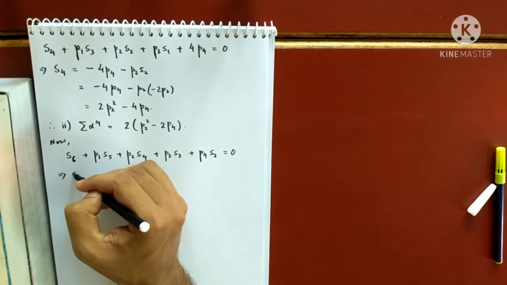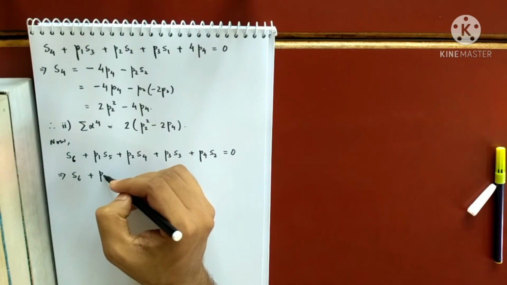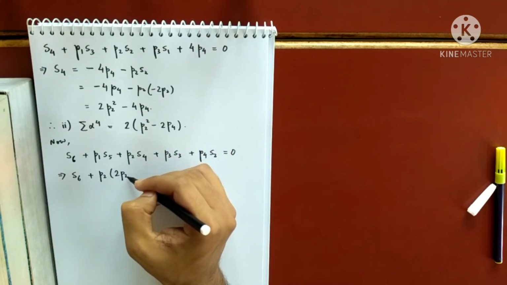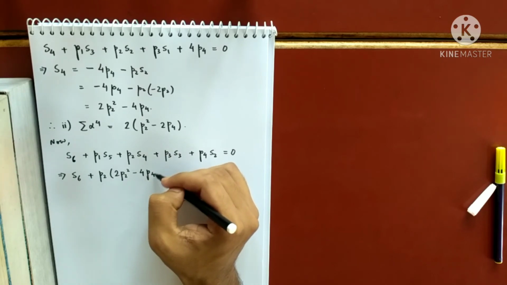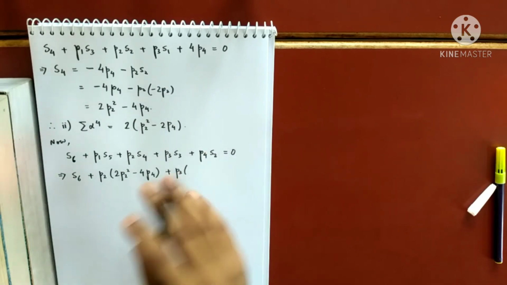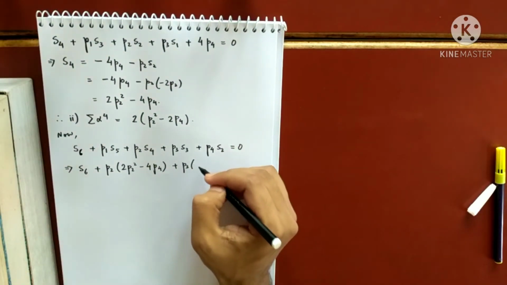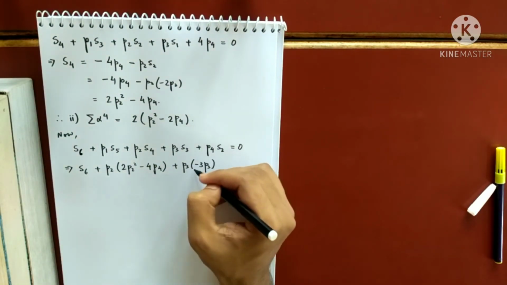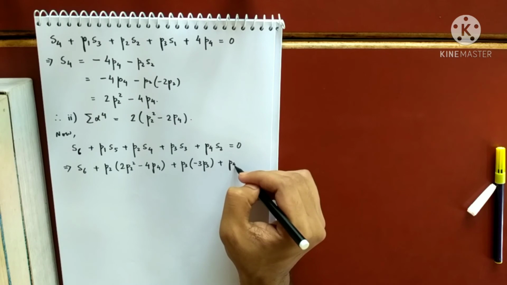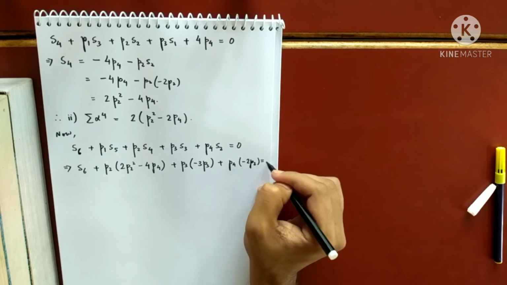So S6, this will become 0, no need to write. This will become P2 times S4. What is the value of S4? You can either write this or write this. I'll write this one. P3 S3. So what is P3 and what is S3? S3 we have determined somewhere, minus 3P3. Plus P4 S2. P4 I know, S2 I know. What is S2? S2 I have put the value, minus 2P2.